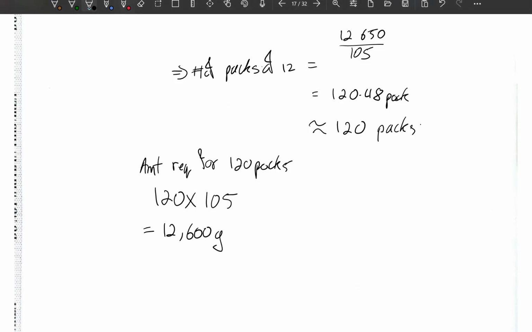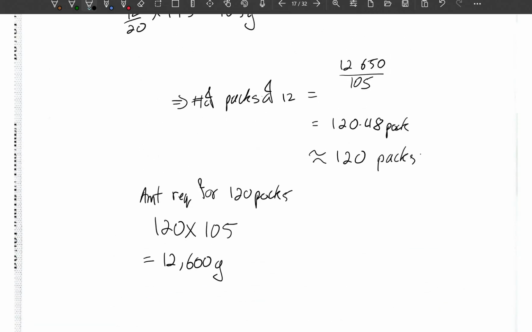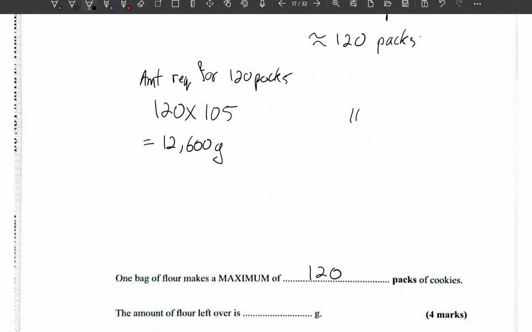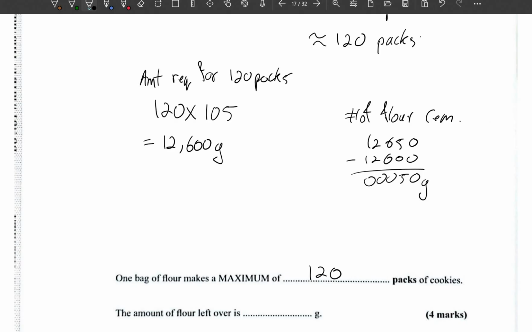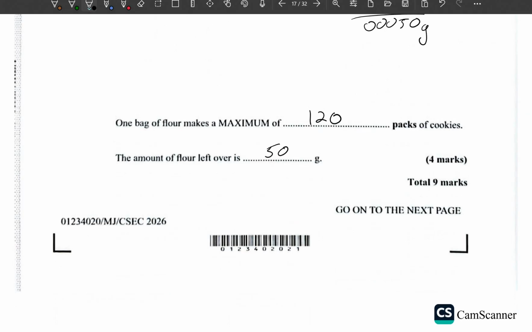That gave 12,600 grams. Now the amount remaining will be the total amount minus the amount required. So the amount of flour remaining would be 12,650 minus 12,600. That gives 50 grams. So the amount of flour left over would be 50 grams.